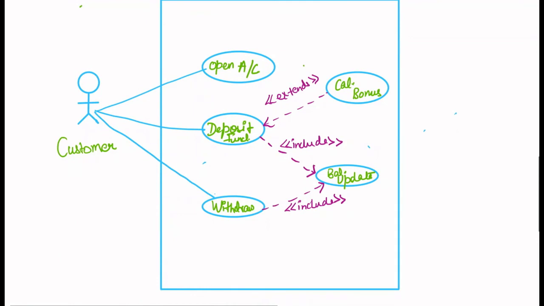So this is the example. Here is a customer with three use cases: first is open account, second is deposit funds, third is withdraw money, right? For depositing funds, it is mandatory that our balance gets updated. There is no point if you are depositing the money and your balance is not updated. So this is how include works. Likewise, when you are withdrawing money, it is important that the balance gets updated, so it should be the included section.